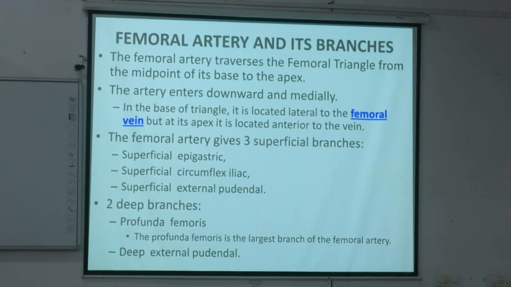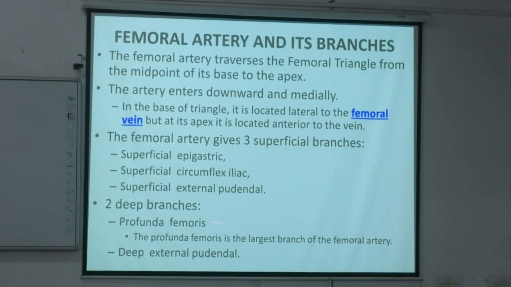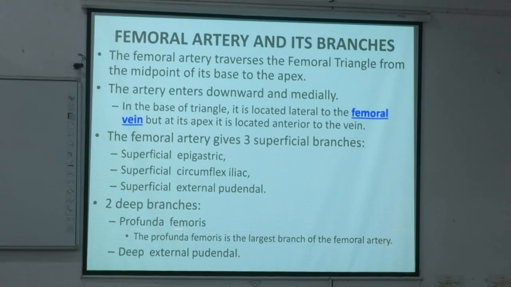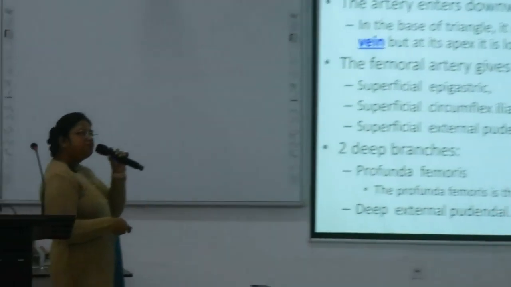So the femoral artery has three superficial branches and two deep branches. Branches are very important, asked in your OSPE question. You have to identify the femoral artery and write down the branches. As related questions, it can be asked. So superficial epigastric, superficial circumflex iliac, superficial external pudendal. These are the three superficial branches, and two deep branches are present. Deep branches are the profunda femoris artery and deep external pudendal. Profunda femoris is the largest branch of the femoral artery. All these are important for your MCQs also. Okay, next.